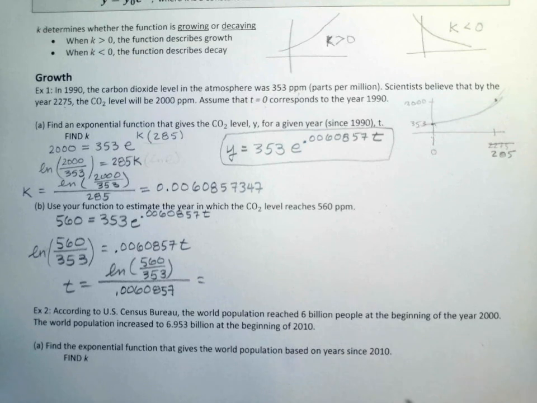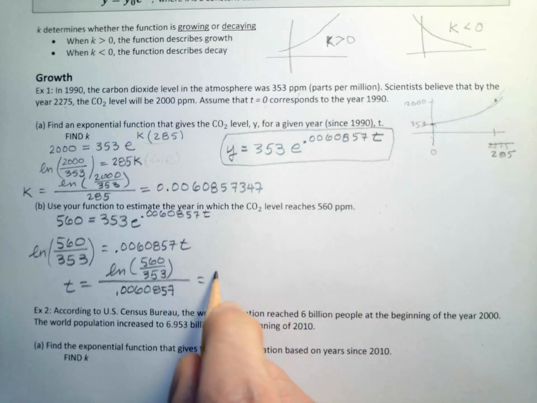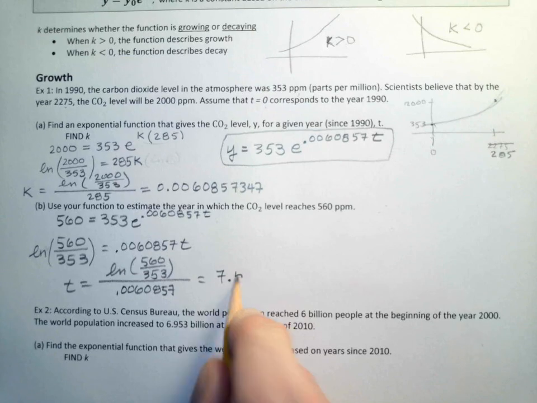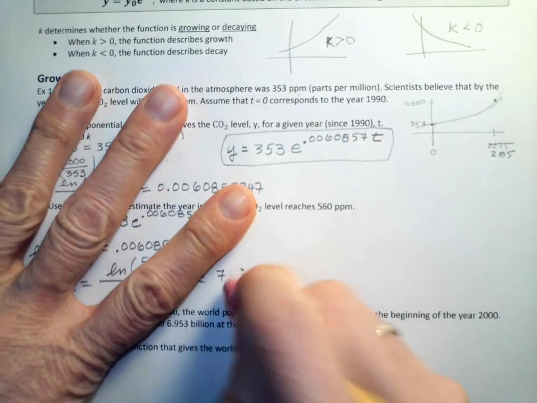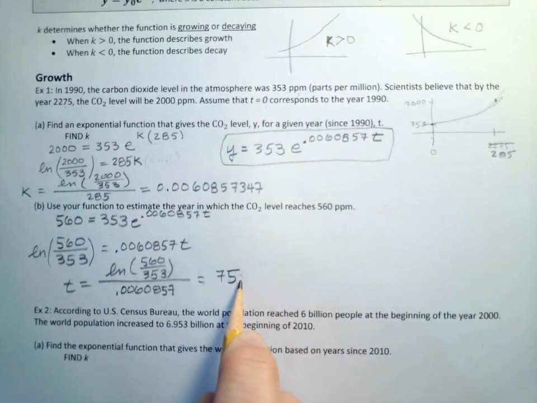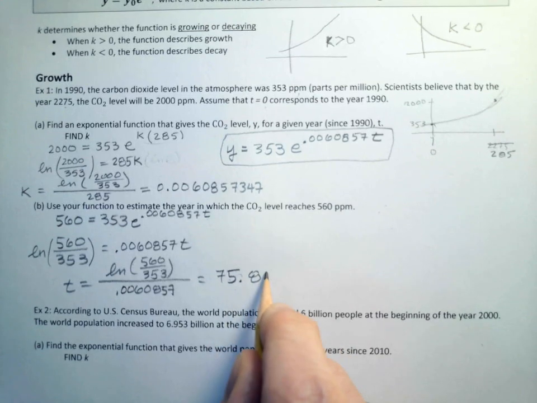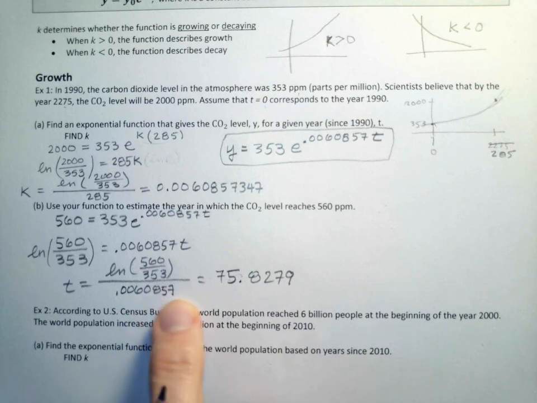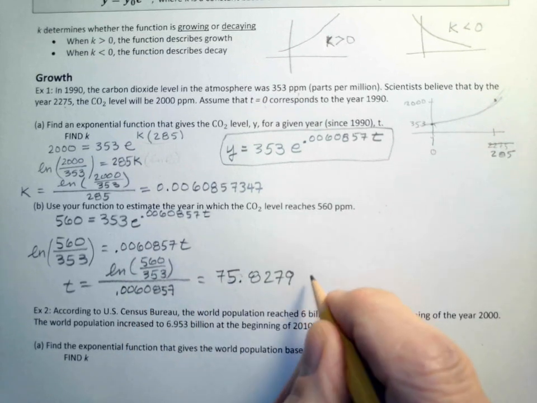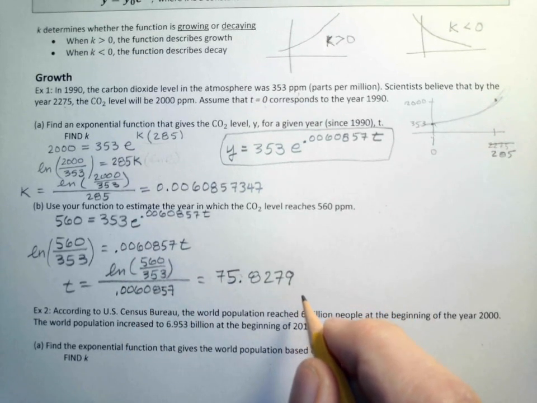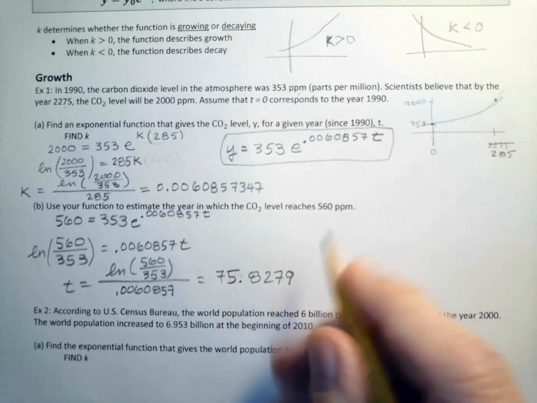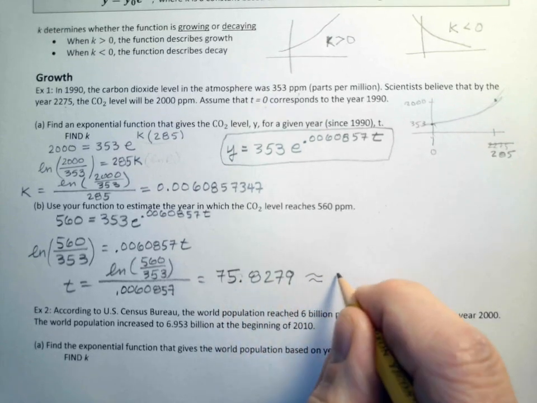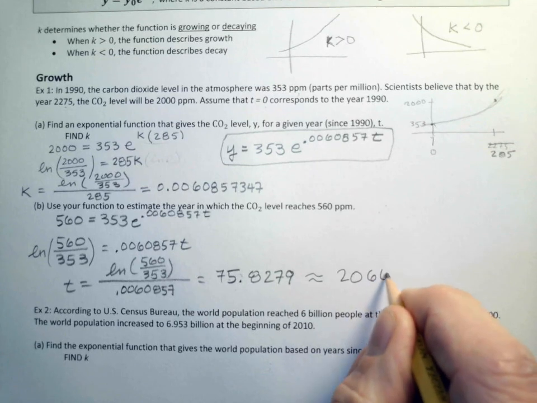And again, how many decimal places you take out, your answer is going to change a little bit. But we're going to do it to the nearest whole year. Okay, so plug all that into your calculator. And I think you get 75.8279. And of course, your number will be slightly different if you used a different number of decimal places for your k. So that's about 76. So we'll say approximately the year 2066.